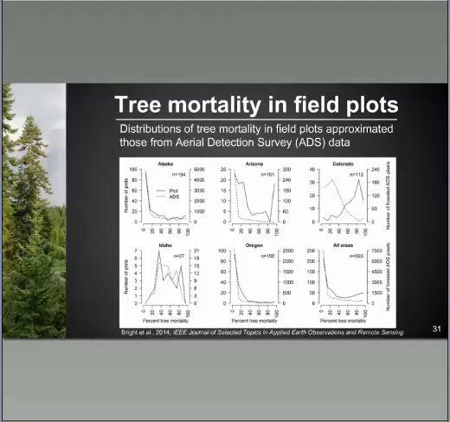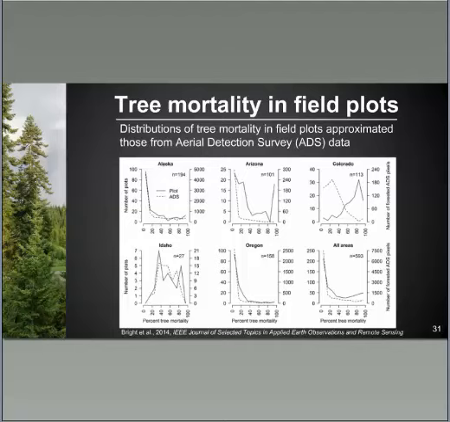So now I'm on to results. The main point of this figure is that our field data, the plot data, is the solid line on these graphs. The aerial detection survey data is the dashed line, and it's showing distributions of tree mortality across our study areas and also across all of our areas. It was promising, because it shows that our plots, which sample a very small part of the landscape, approximate the distributions of mortality found on the landscape.